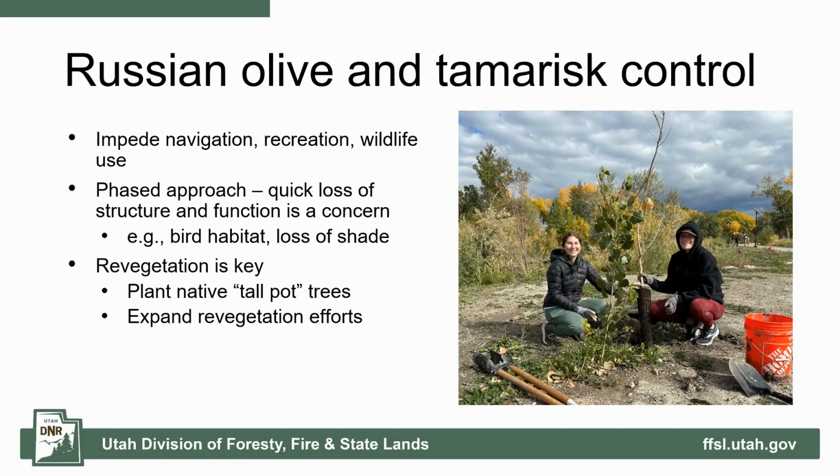In the wetlands that we manage, we control Russian olive and tamarisk. So again, these are non-native invasive plants. So non-native being they're not from here. Invasive, they're aggressive. They typically grow in really dense monotypic stands, which impedes navigation, recreation, wildlife use. So a typical approach to control these invasive trees, usually we're doing a cut stump treatment where you can cut the tree at the base and apply an herbicide to the living cells that are exposed on the stump.